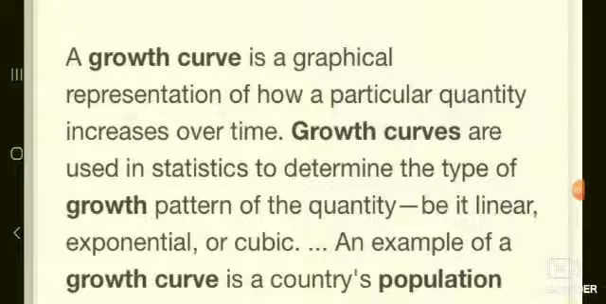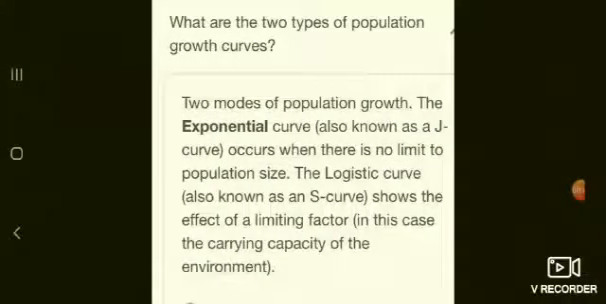It is used in statistics to determine the type of growth pattern of the quantity, be it linear, exponential, or cubic. So, growth curve represents the interaction between biotic potential and the environmental resistance. Now, there are two types of population growth curve. One is called the exponential growth curve and the other is called the sigmoid growth curve.